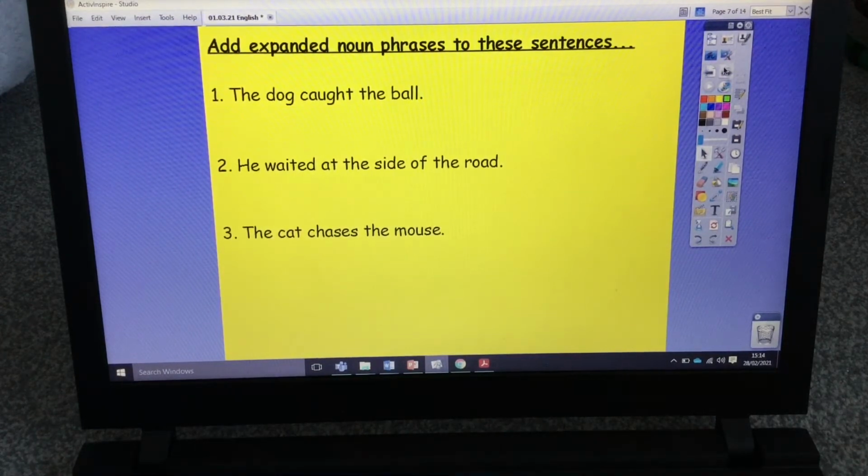So for each sentence you need to decide which words are nouns, and then you need to choose a noun to describe with 2 adjectives to add detail to the sentence. Pause the video now and do that now, please.